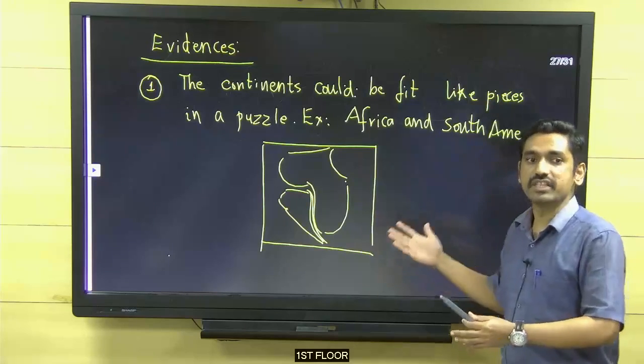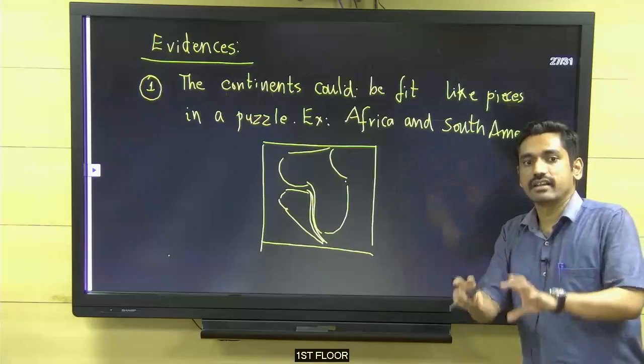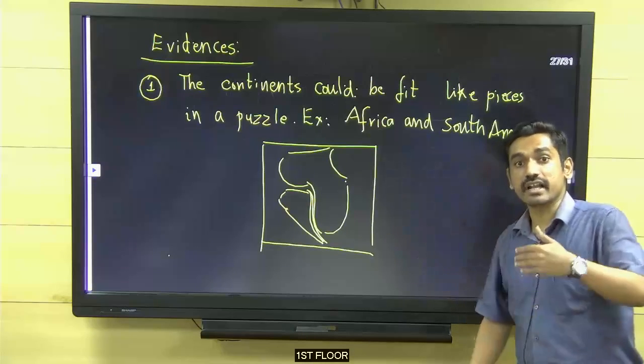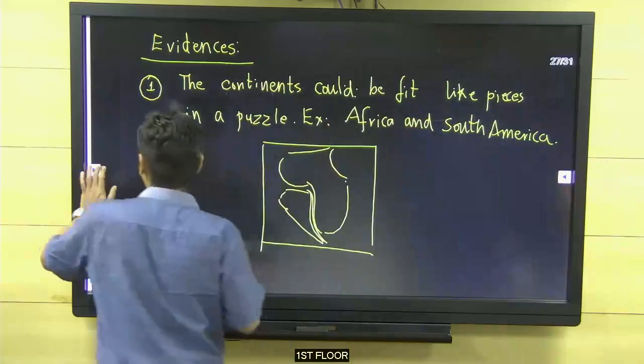So this is a first reasonable assumption. He says, see, if I take two pieces and I can fit them together, then it actually means both these pieces were connected even earlier. Only now they are separate. Number two is much better.